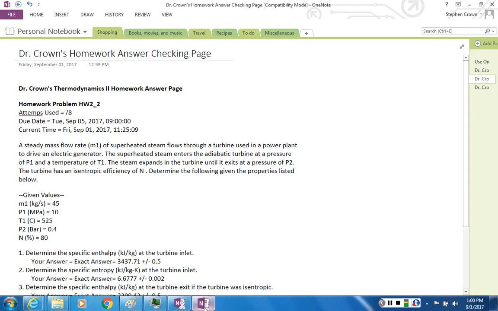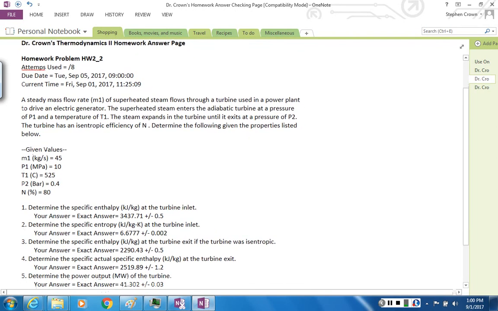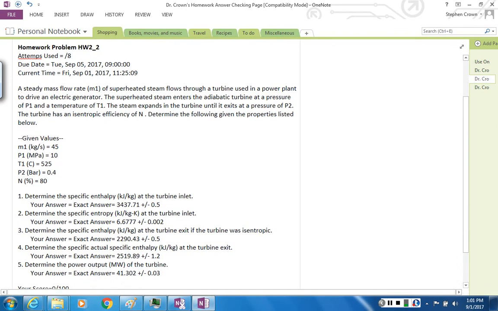Okay, homework 2.2 is a flow through a turbine for a steam power plant. And again, this is a thermal 1 problem, an adiabatic turbine with an isentropic efficiency of 80%. And we want to find out ultimately the power output of the turbine.